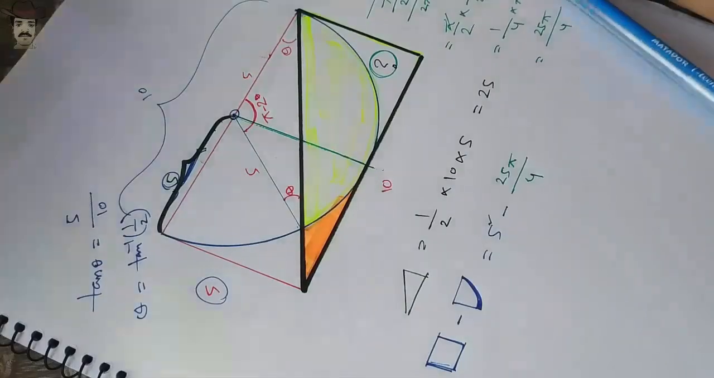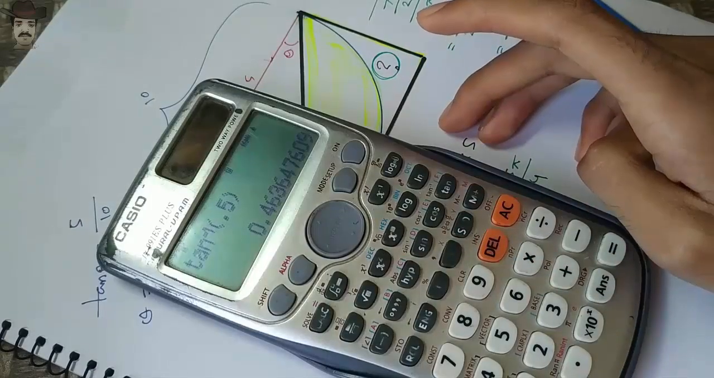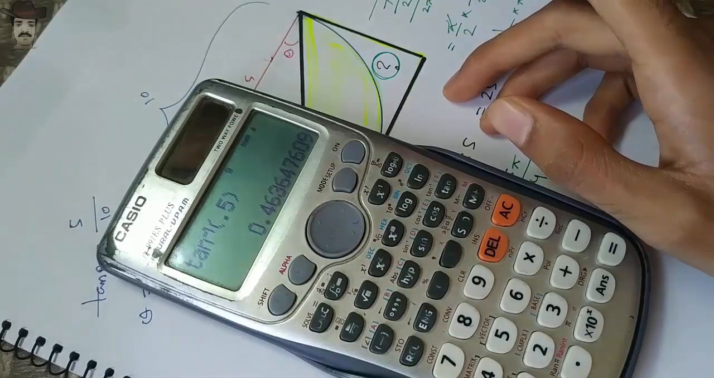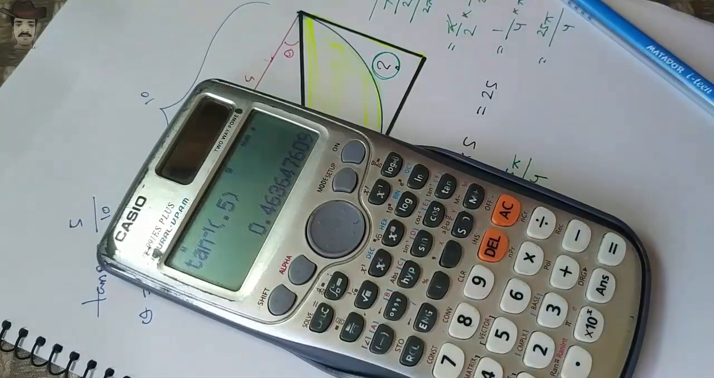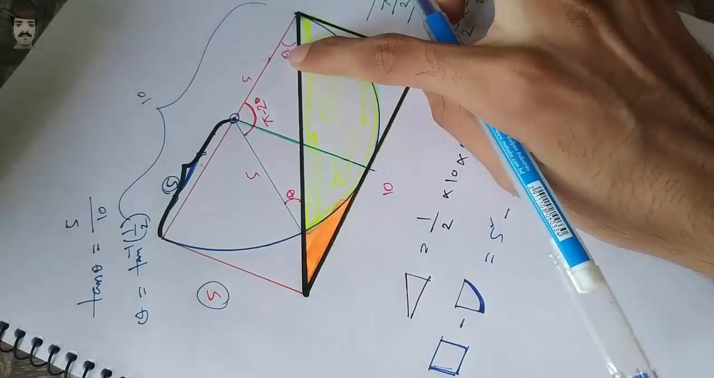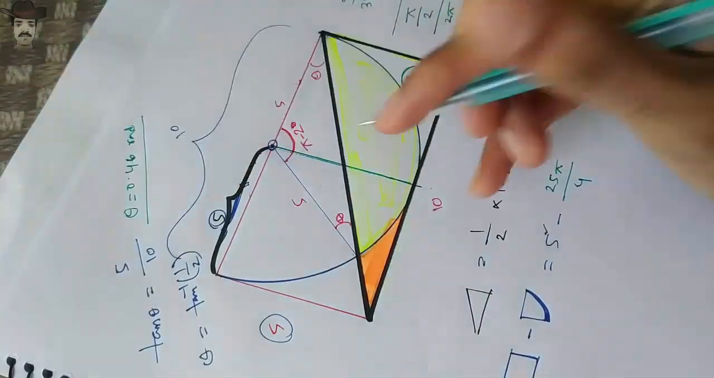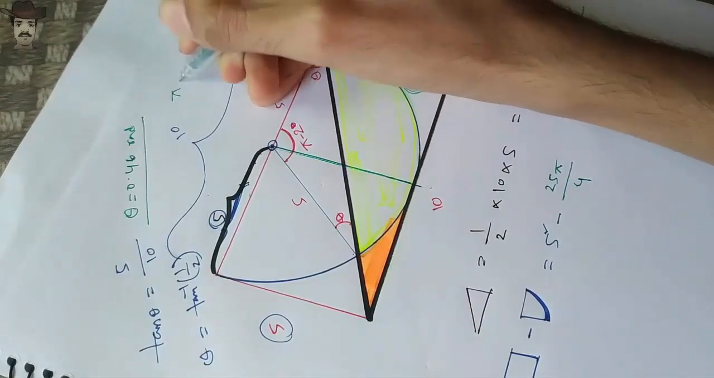Now what is tan inverse half? We can see tan inverse 0.5 is simply 0.46 radians. As we are using radians in all other cases, in this case we have to use radians too, so make sure about that. So we know theta is simply 0.46 radian. Just note down, this angle will be pi minus 2 theta.